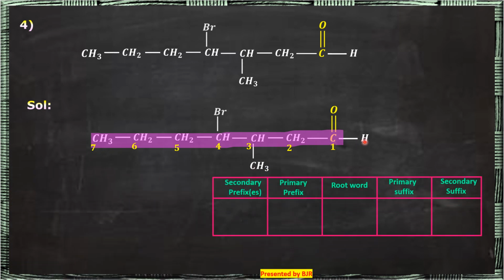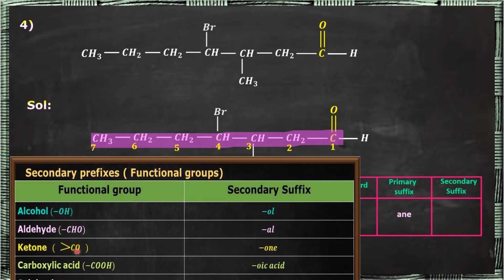7 carbon atoms are there in this parent chain. So the root word is hept, primary suffix is ane because only carbon-carbon single bonds are there in this parent chain. Secondary suffix you can see here, the CHO aldehyde functional group is there. So the secondary suffix for aldehydes is al.